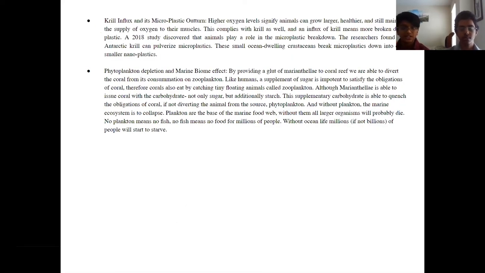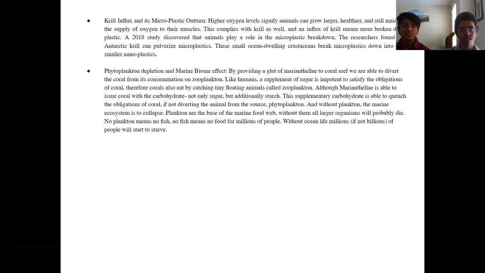Coral influx and its microplastic outturn. Higher oxygen levels signify animals can grow larger, healthier, and still maintain a supply of oxygen in their muscles. This applies to krill as well. An influx of krill means more broken down plastic. A 2018 study discovered that animals play a role in the microplastic breakdown. Researchers found that Antarctic krill can pulverize microplastics. These small ocean-dwelling crustaceans break down microplastics into even smaller, non-harmful nanoplastics.